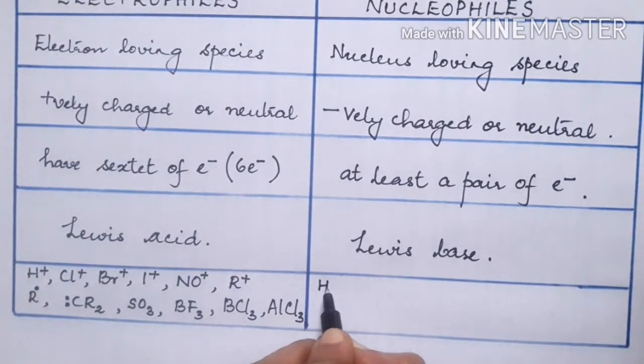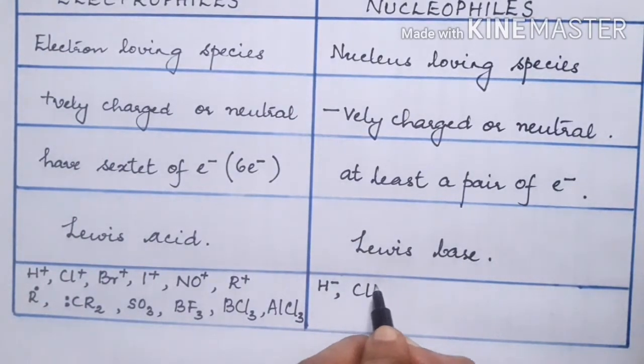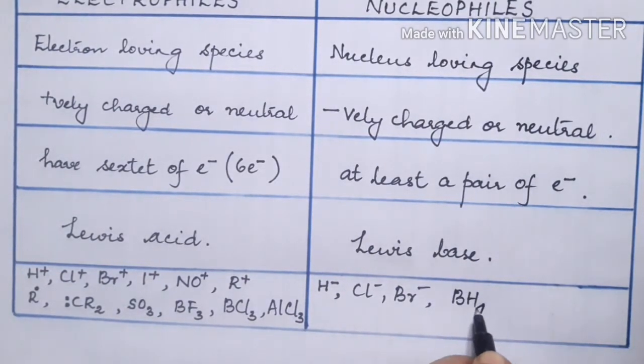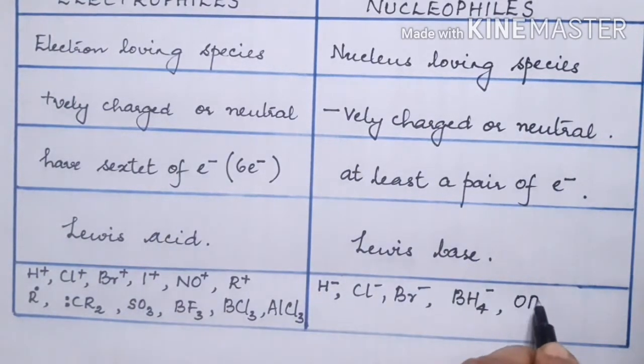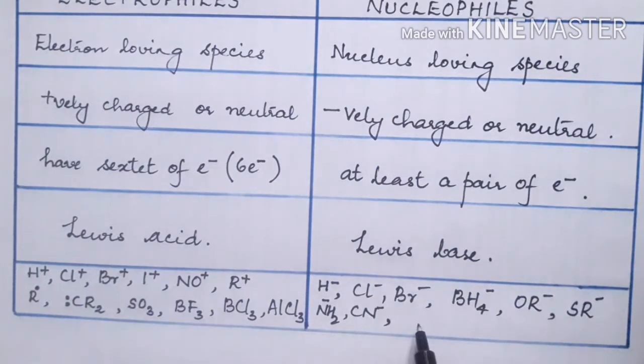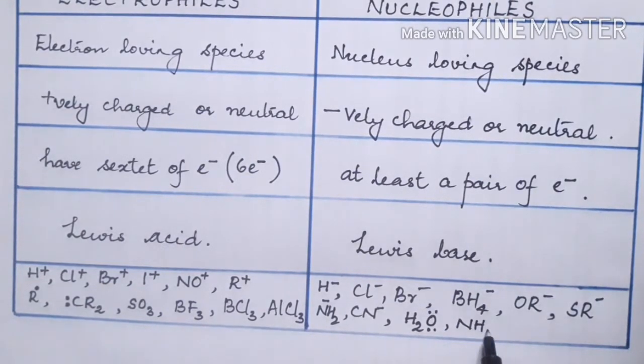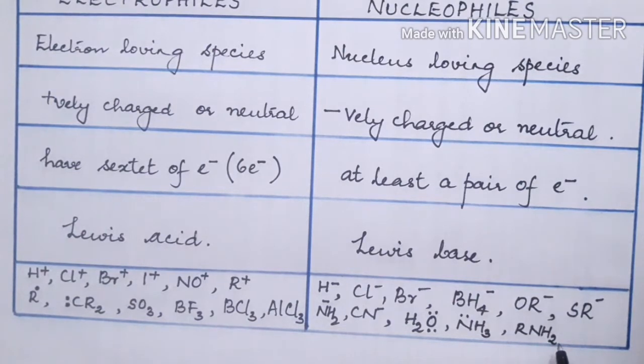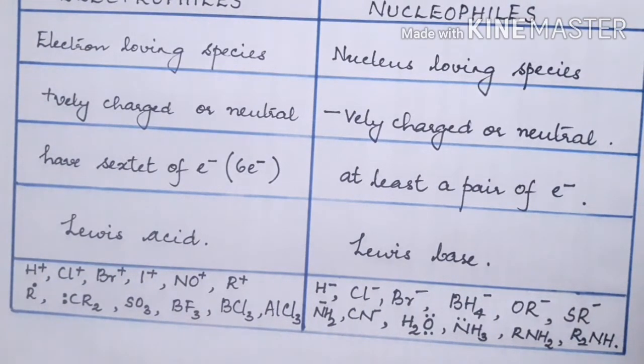Examples are hydride ions, chloride ions, bromide ions, BH4 negative, OR negative, SR negative, NH2 negative, CN negative, etc. In addition to that, certain molecules which are neutral, like water, ammonia, amines, secondary amines, etc. can act as nucleophiles.